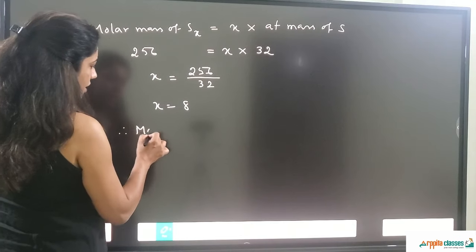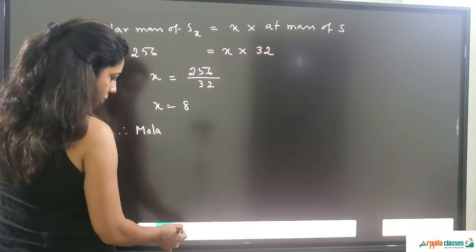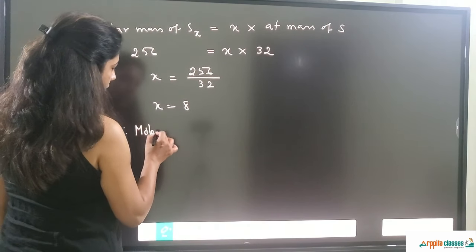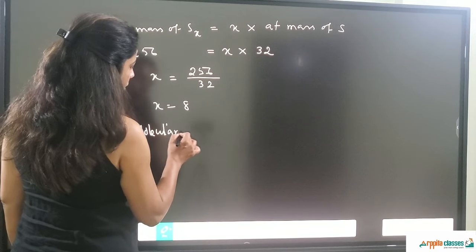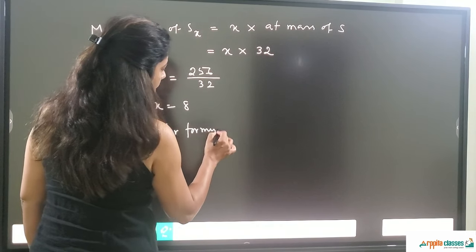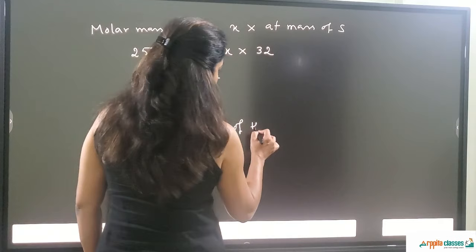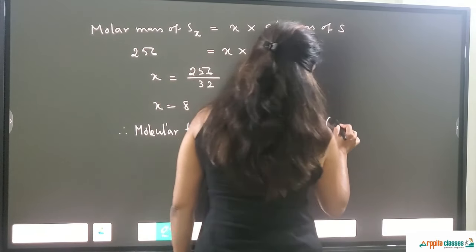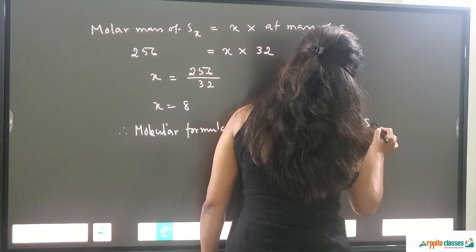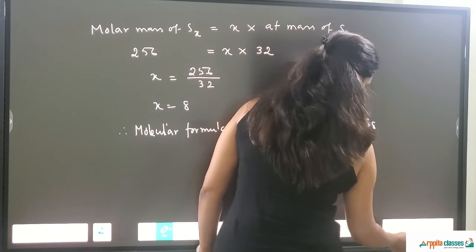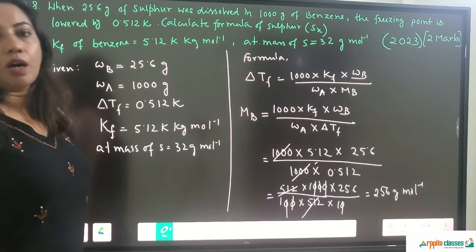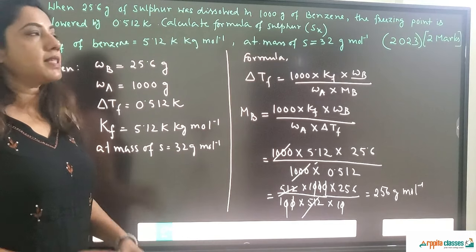Therefore, the molecular formula of the compound, they have given the compound as Sx, is equal to S8. We'll just see the question what they are asking. They are asking calculate formula of sulfur. So formula of sulfur is S8.